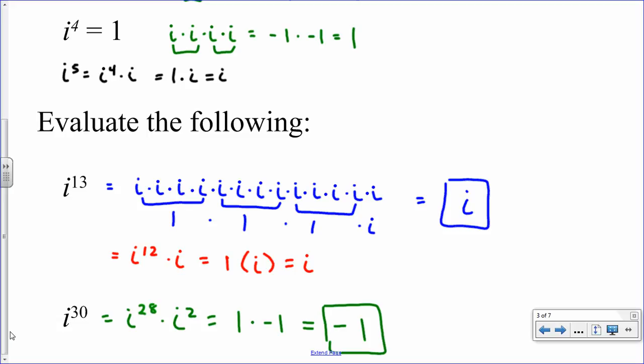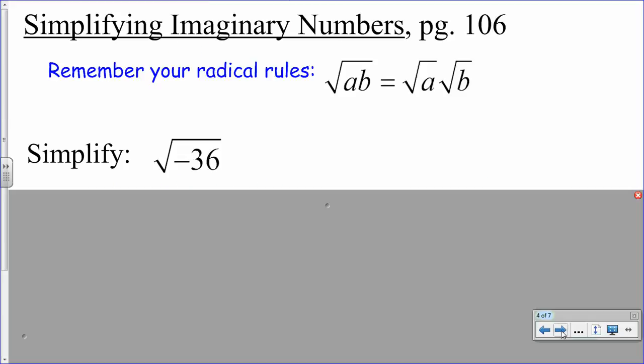All right, we're going to talk about simplifying radicals now that have negatives. So we want to remember our radical rules where we can separate our factors. We can rewrite numbers and separate the factors.